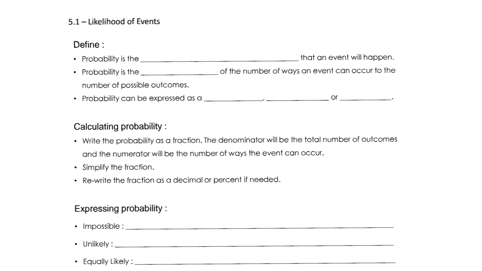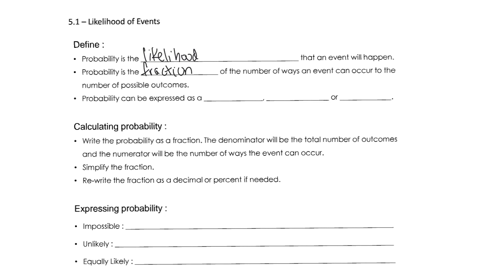All right, so first off, we're going to talk about the likelihood of events. But before that, we just have to talk about the basics of what is probability. Okay, so probability is the likelihood that an event will happen. And it can be represented using a fraction.